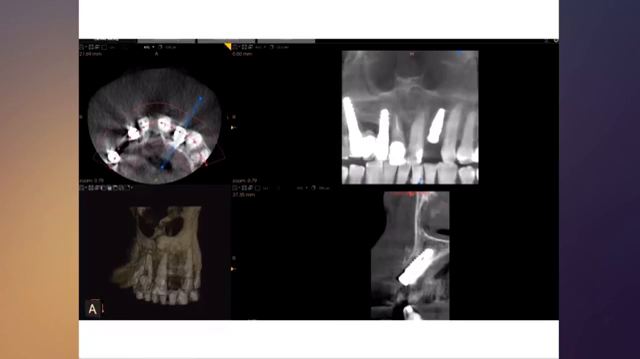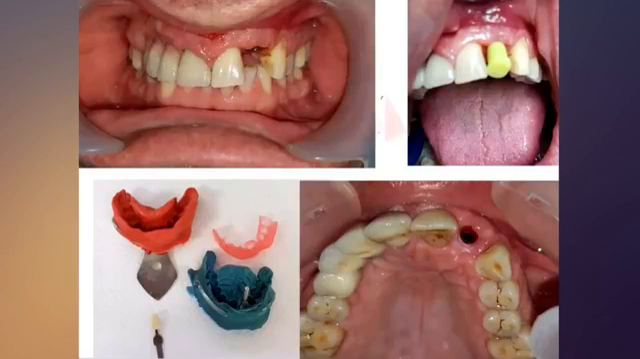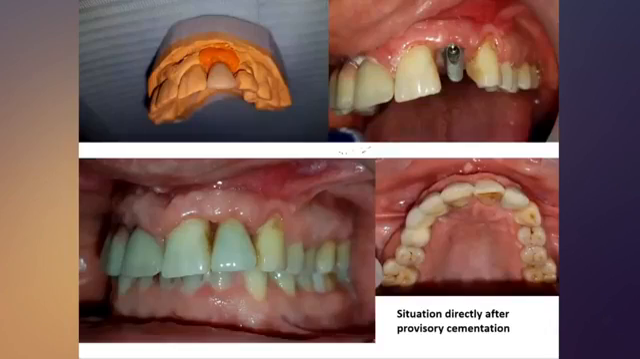And this is then the situation after 3 months. Soft tissue situation. And then this is how we finish it.